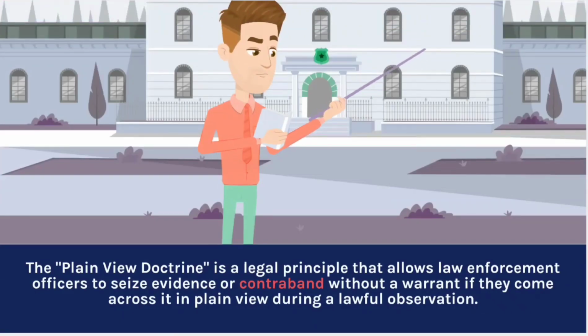The Plain View Doctrine is a legal principle that allows law enforcement officers to seize evidence or contraband without a warrant if they come across it in plain view during a lawful observation.